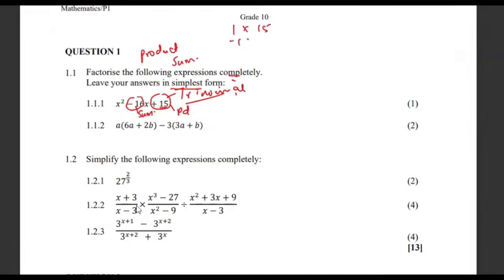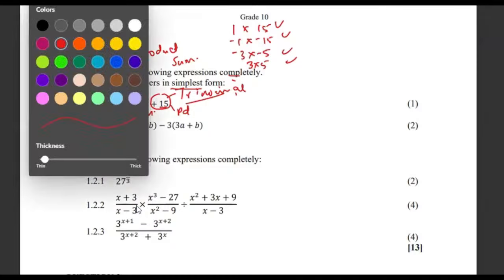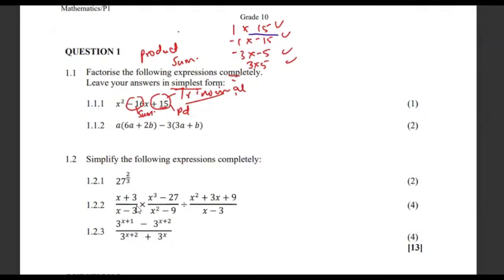Can have negative 1 times negative 15. Negative 3 times negative 5, or just 3 times 5. And then which pair will give me a sum of negative 16? So the only combination that's going to give me negative 16 is going to be this. So I come down, open my 2 brackets, then I'll say x with a negative 1, x with a negative 15, and then that becomes our answer.